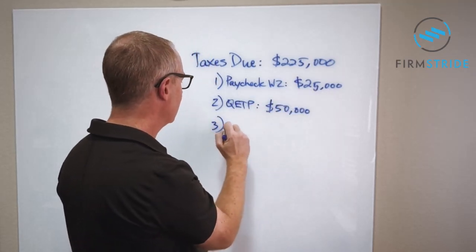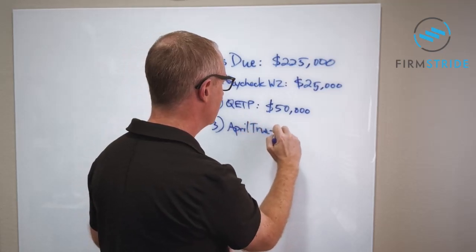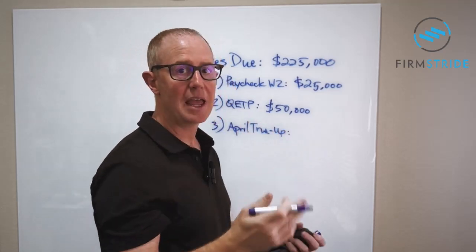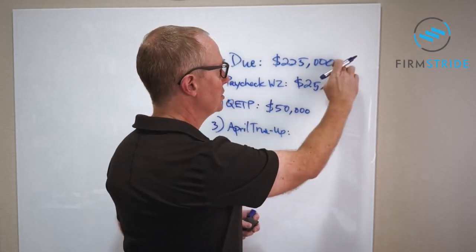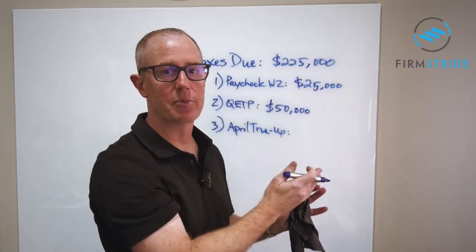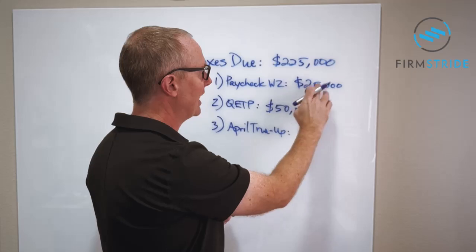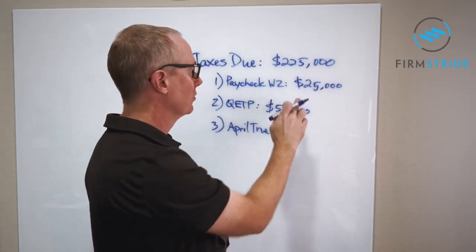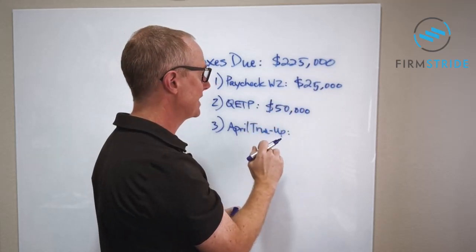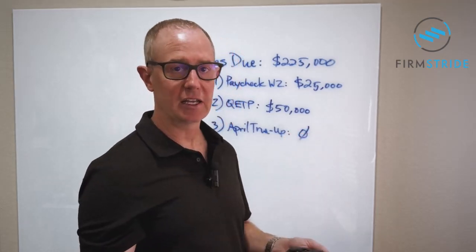So the third way that we pay is what I call your April true-up. And the April true-up is when you get to pay the difference between how much you owe and how much you've already paid. Now, in this specific example where we owe $225,000, we're going to be paying everything already through our W-2 and through our quarterly estimated tax payments. So in this example, we would actually owe nothing in April.